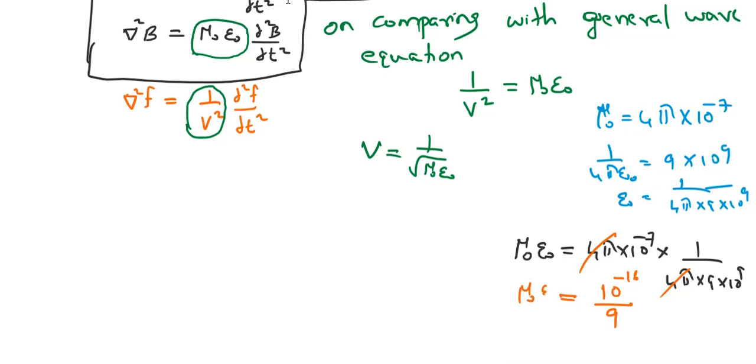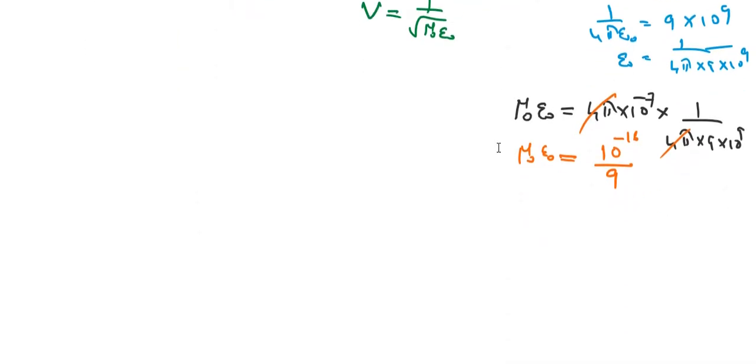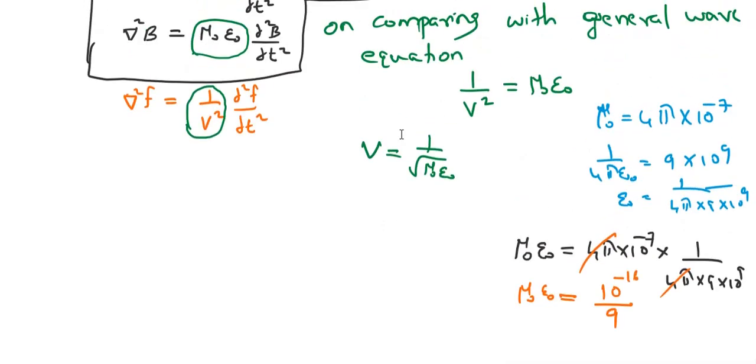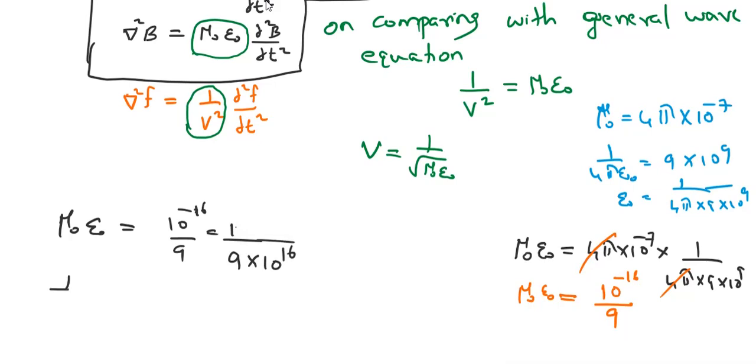That is equal to mu 0 epsilon 0. So the value we have got is mu 0 epsilon 0 is equal to 10 power minus 6 by 16 by 9, which is equal to 1 by 9 into 10 power 16. Then 1 by mu 0 epsilon 0 means 9 into 10 power 16.